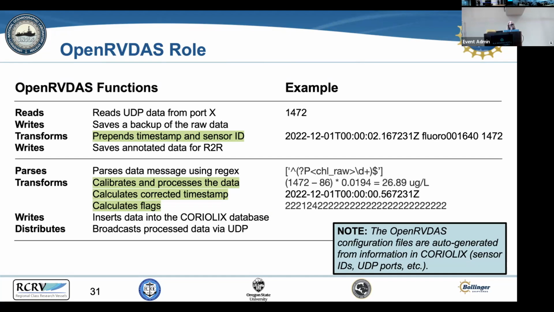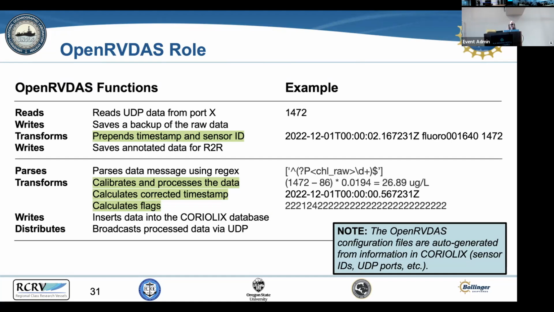After that section is done, we then parse the data message using a regex statement. Regex looks horrible and complicated. You get used to it after a while, but it's how the system knows which numbers to pull out and what they mean, so that we can ingest the data into Coriolix. If the data need to be calibrated or processed in some way, that also happens at the OpenRVDAS stage. We also can correct the timestamp if necessary.